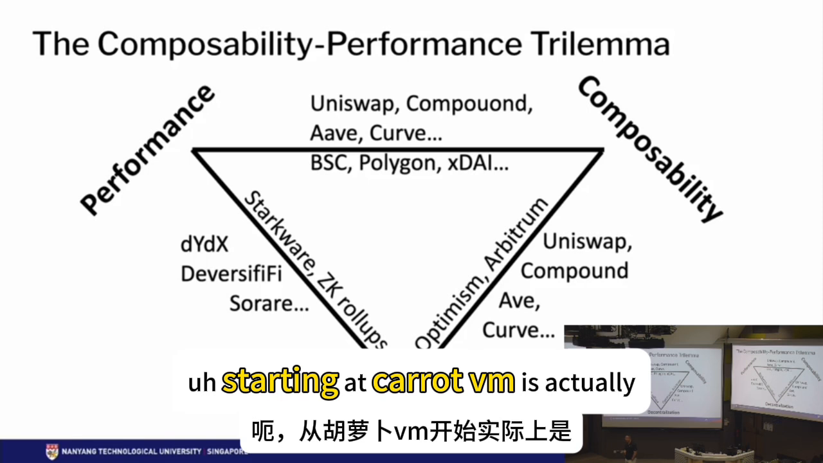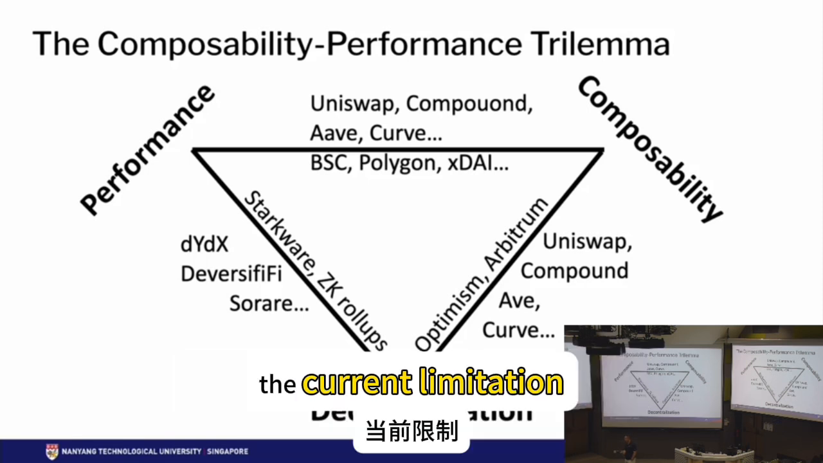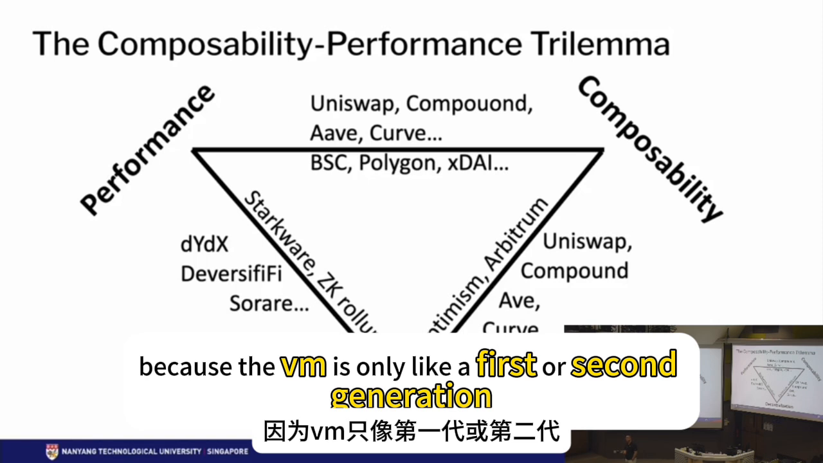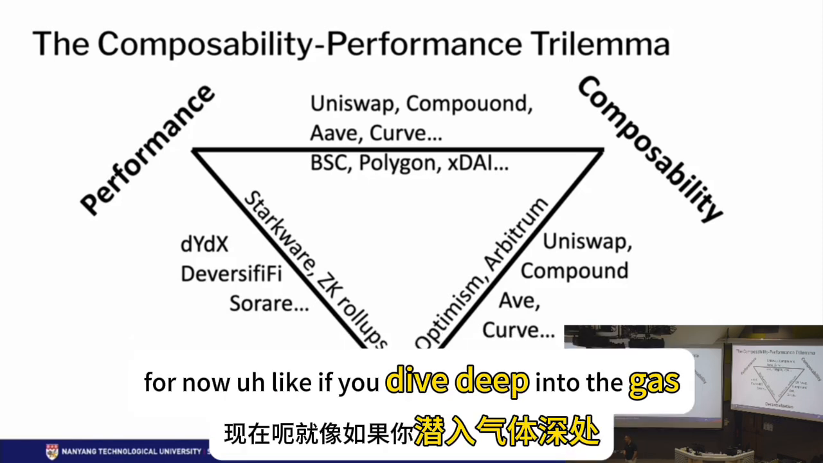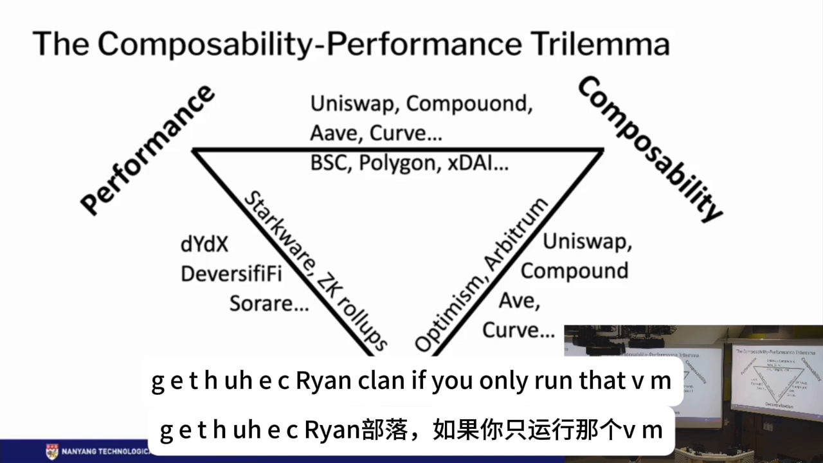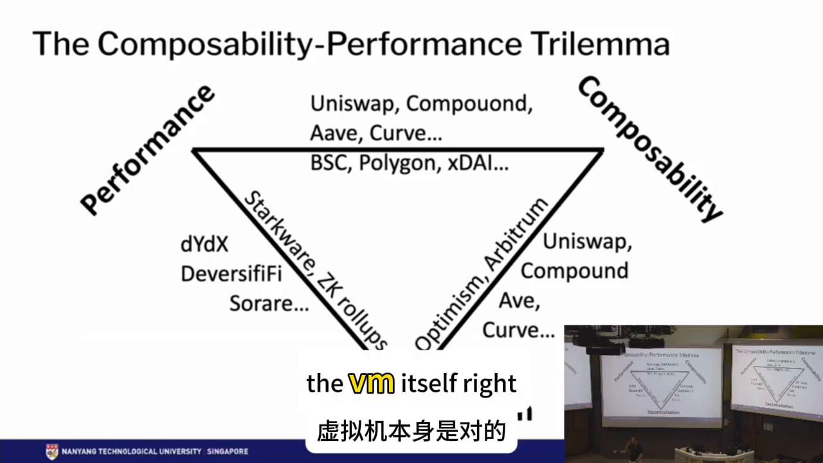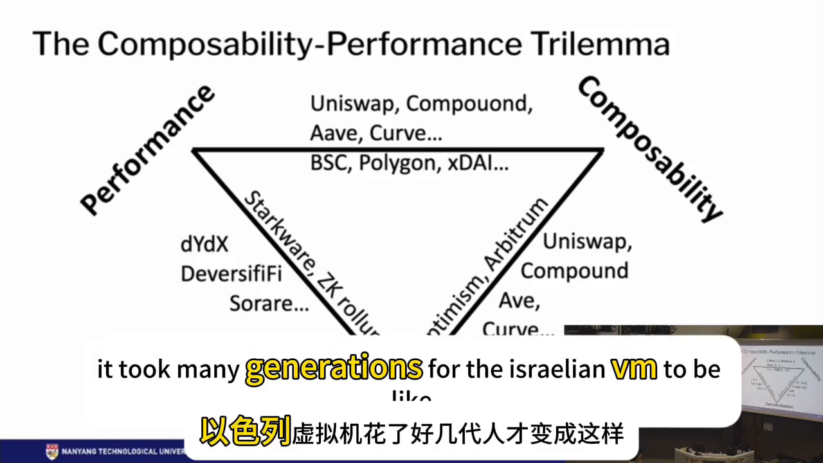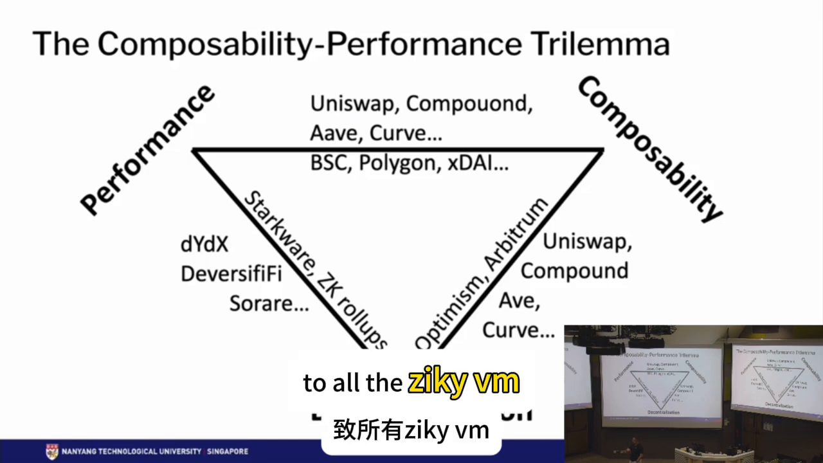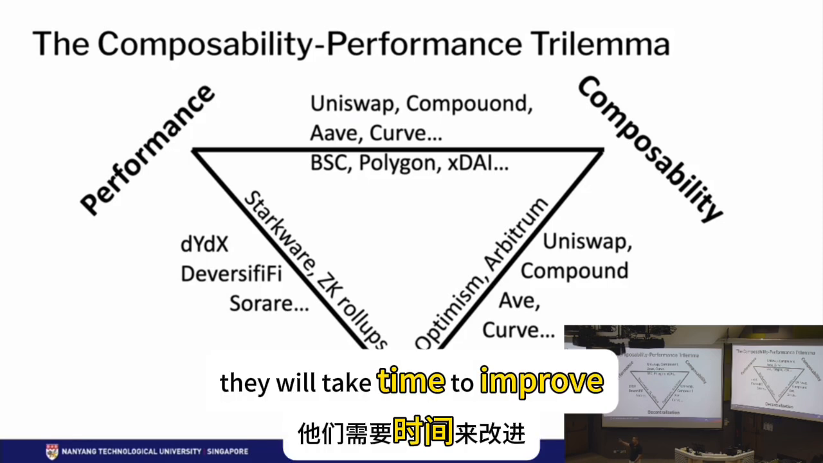Starknet Cairo VM is actually the current limitation because the VM is only a first or second generation for now. If you dive deep into Geth, the Ethereum client, if you only run that VM, it can handle about 10,000 transactions per second, the VM itself, right? So from that, it took many generations for the Ethereum VM to be like that. Similarly, all the ZK VMs will take time to improve.